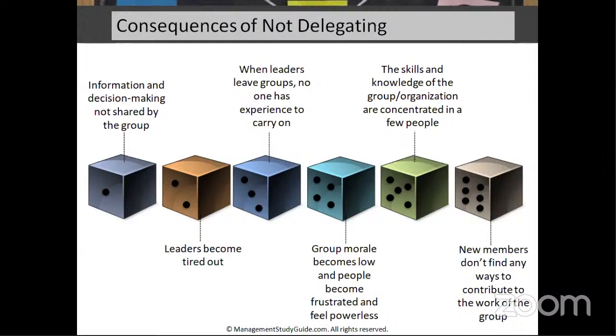The skills and knowledge of the group organization are concentrated in few people. That means knowledge sharing, experience sharing is low, which affects organizational performance at the end of the day. New members don't find any ways to contribute to the work of the group. So where there is no delegation, you could see someone being hired 1 to 3 months, he still doesn't know the bearing of his work.